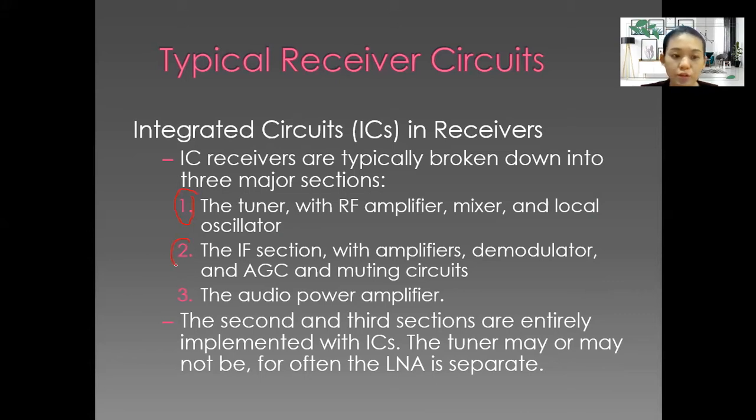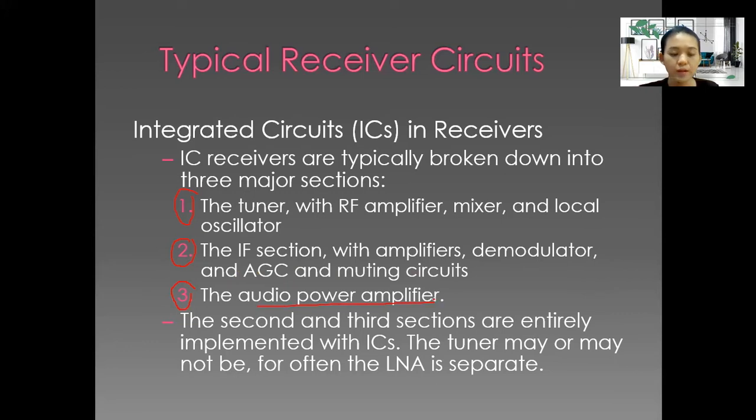For the second section, we have the IF section with the IF amplifiers and the demodulator, where we will demodulate the received modulated signal. After demodulating the signal, we will have the AGC, where we increase our gain and selectivity, and also the muting circuit, which means the squelch circuit, where we can mute the audio amplifier. Okay, the last one, the third part, is the audio power amplifier.